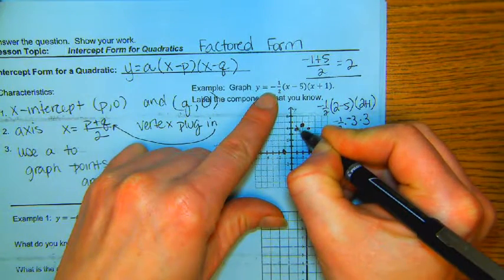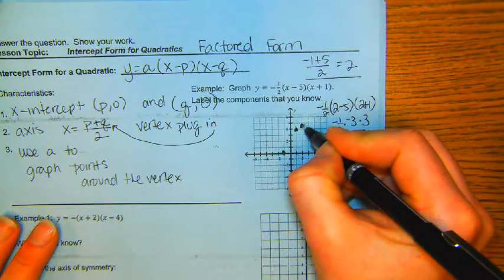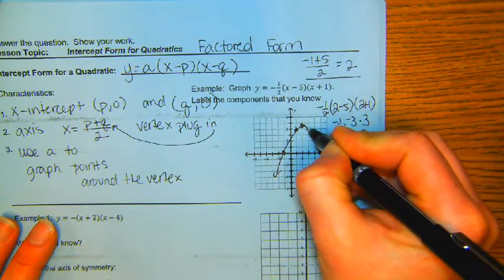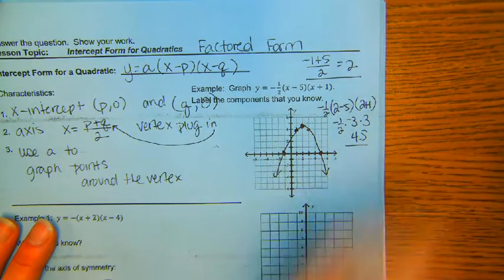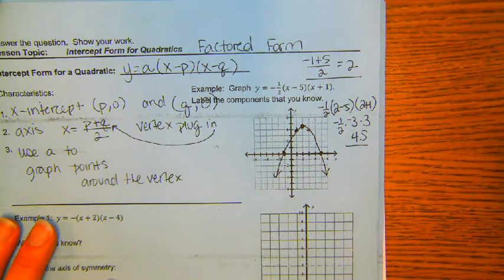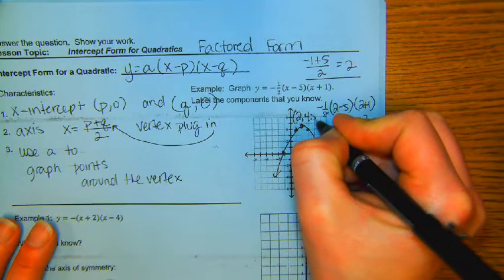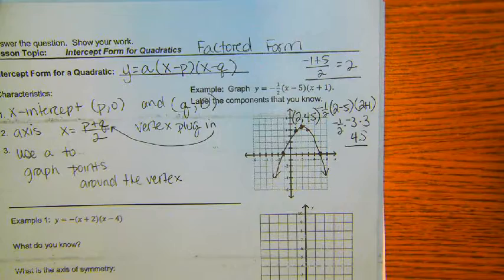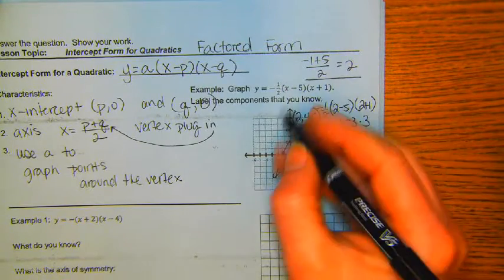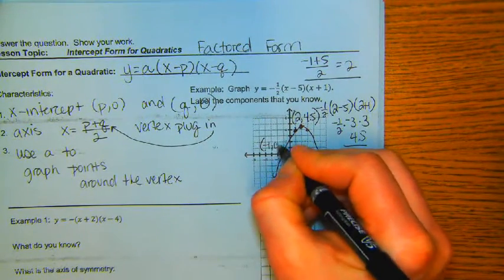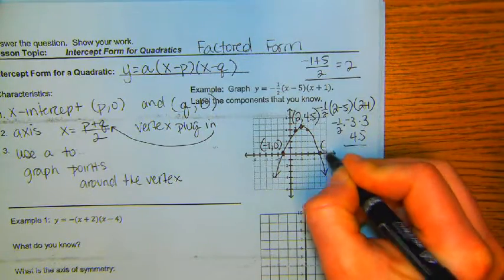All right, let's draw our parabola. And let's at least label the vertex and the intercept. The vertex was 2, 4.5. And the intercepts were negative 1, 0, and 5, 0.